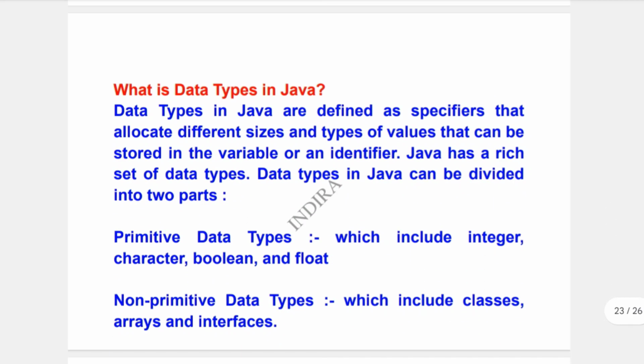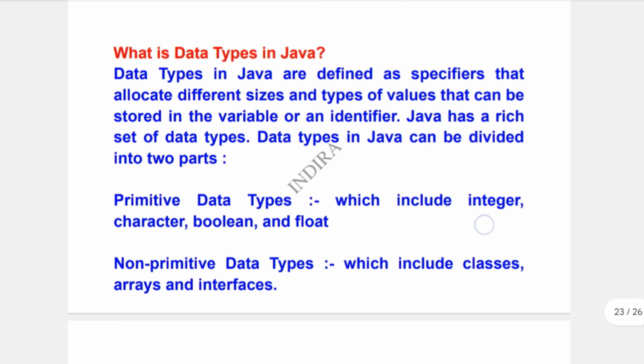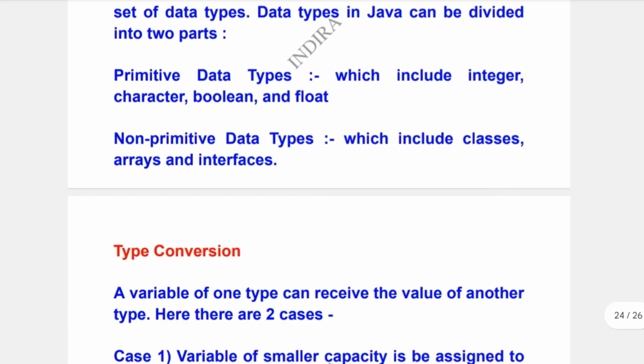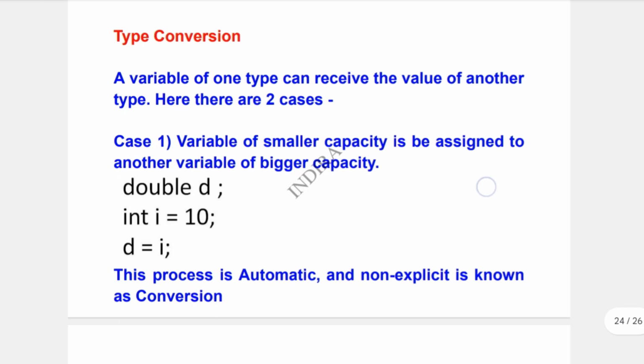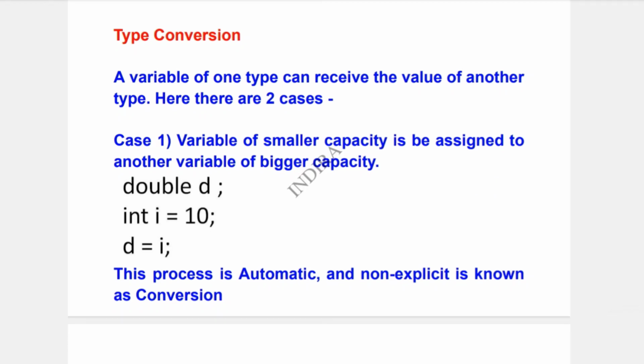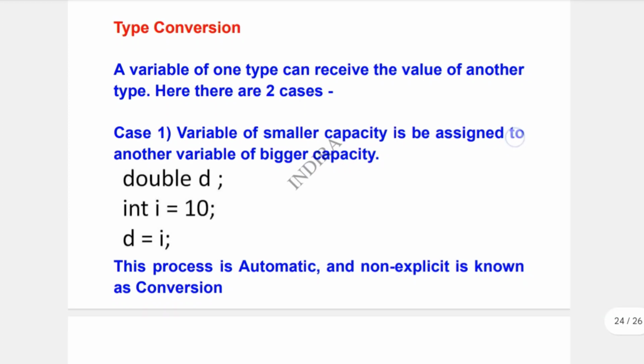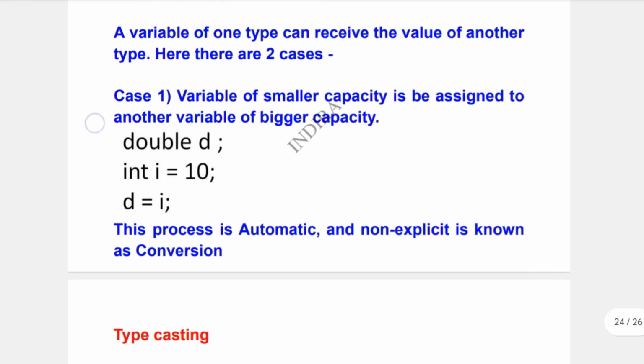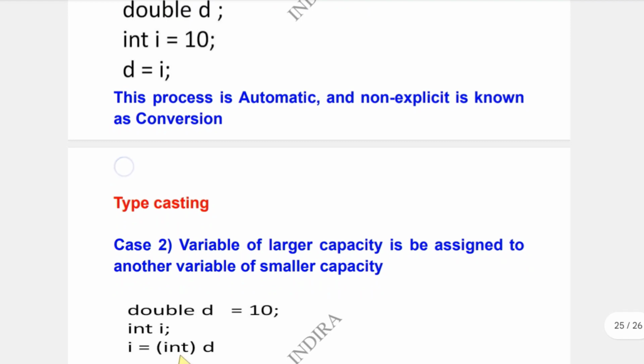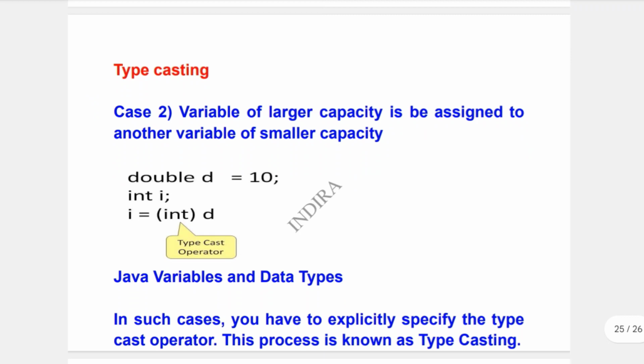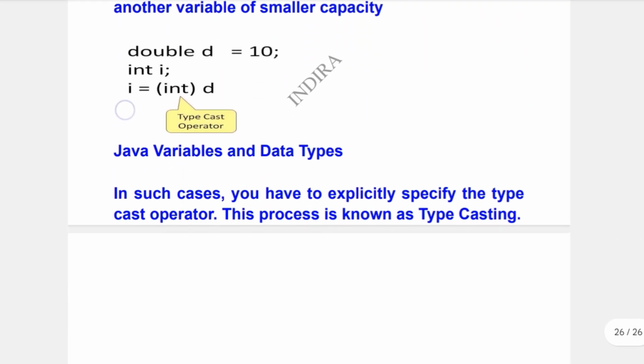Coming to data types, there are two types: primitive and non-primitive, which include integer, character, boolean, classes, etc. The most important question in the fourth semester of Andhra University is type conversion and typecasting. Type conversion is assigning a bigger value to a smaller variable. Whereas typecasting is assigning a smaller value to a bigger variable.